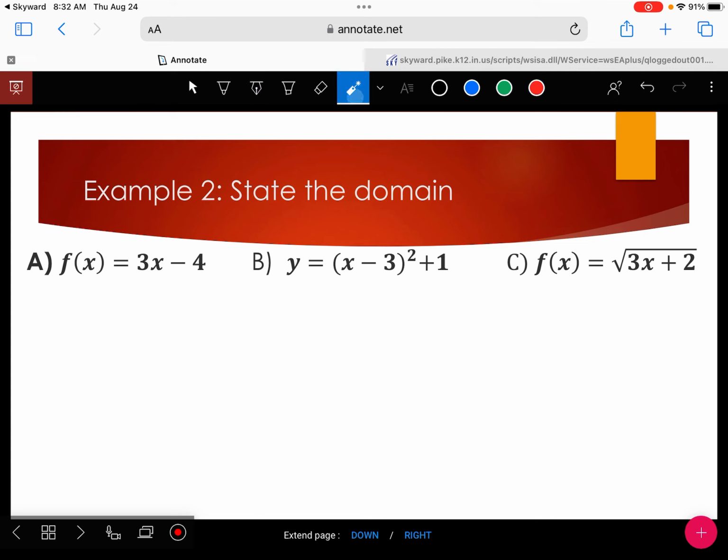So do we have any red lights? Anything that's preventing this from being all real numbers? Do you see a denominator with an x in it? Do you see a square root? Okay, so your domain is all real numbers.